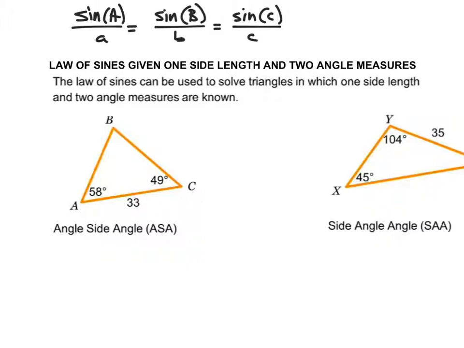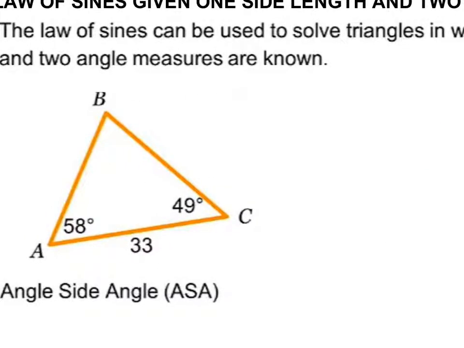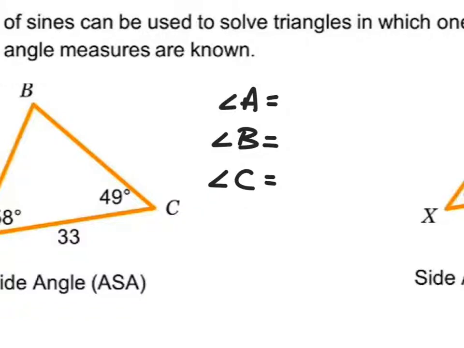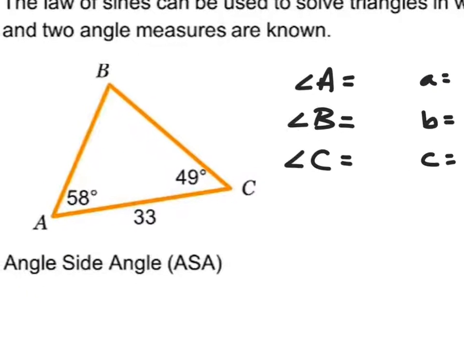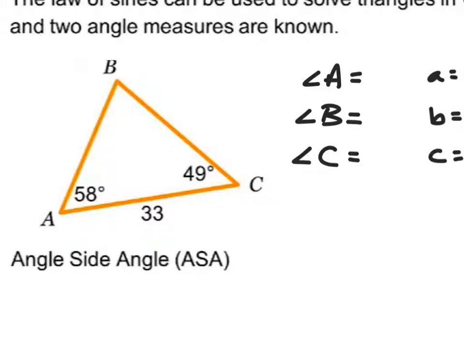And so here's what we can do. The first thing I'm going to write down over here is angle A, angle B, and angle C. And then we also want to find side lengths A, B, and C. Okay, and that's what we're trying to do here. So first things first, we know what angle A is. We know it's 58 degrees.